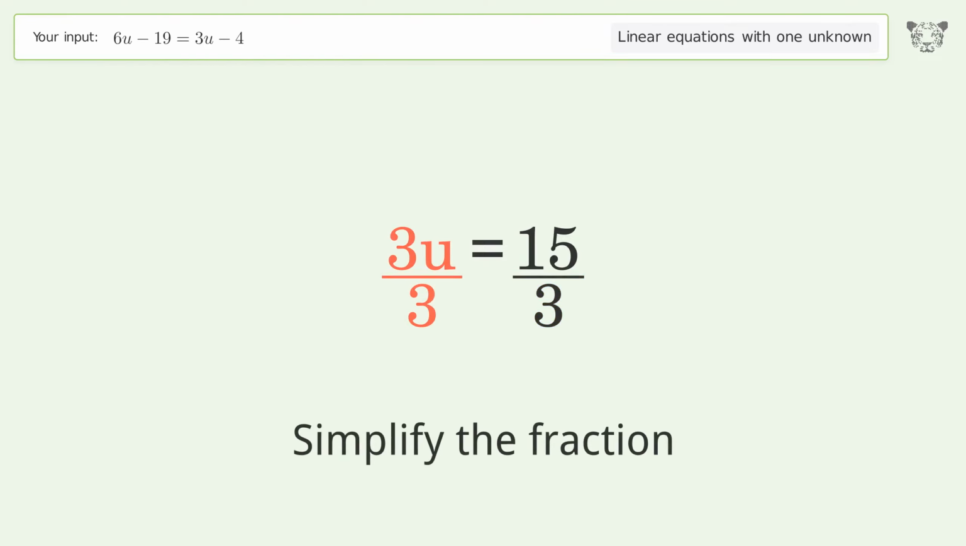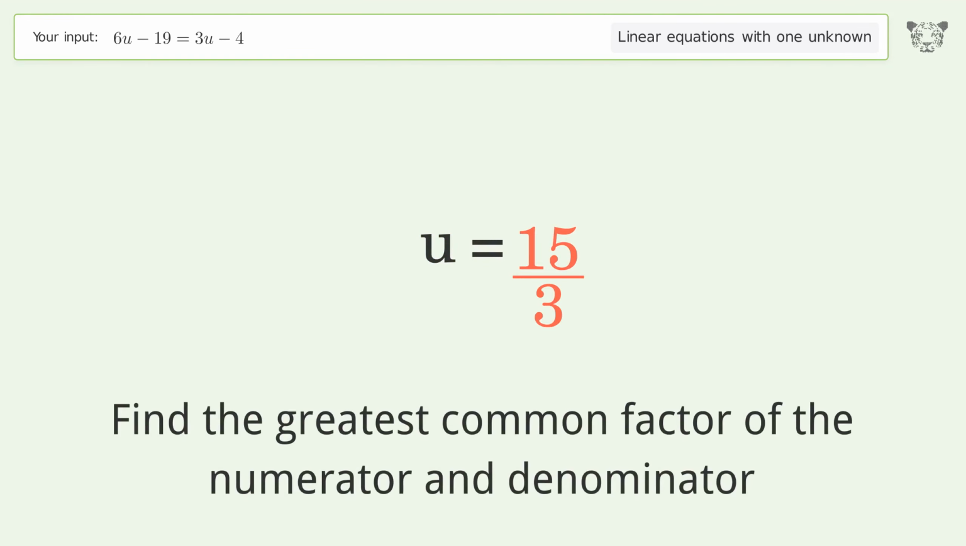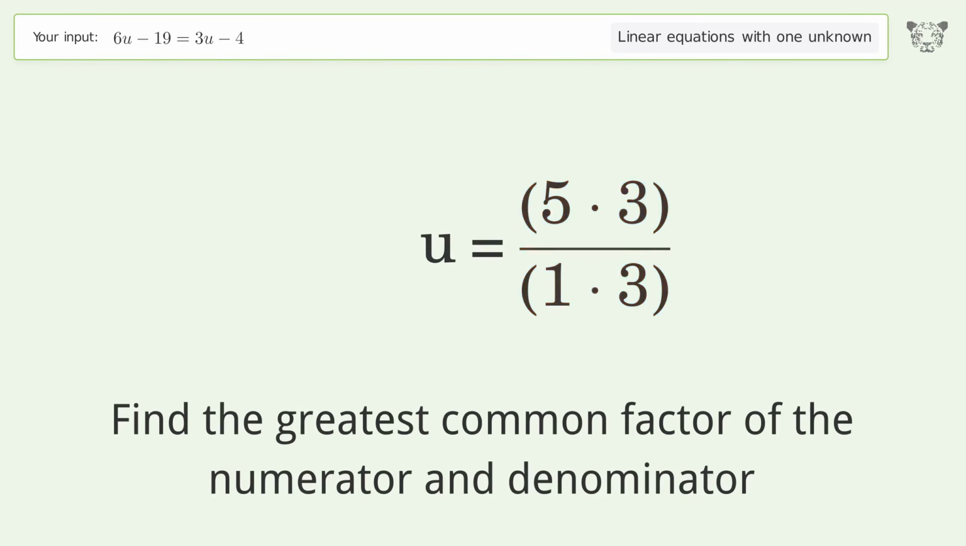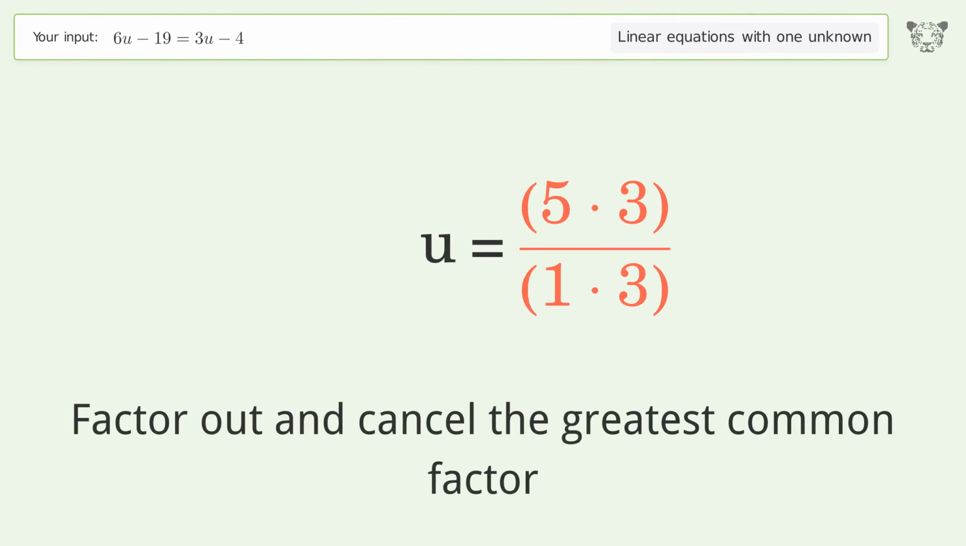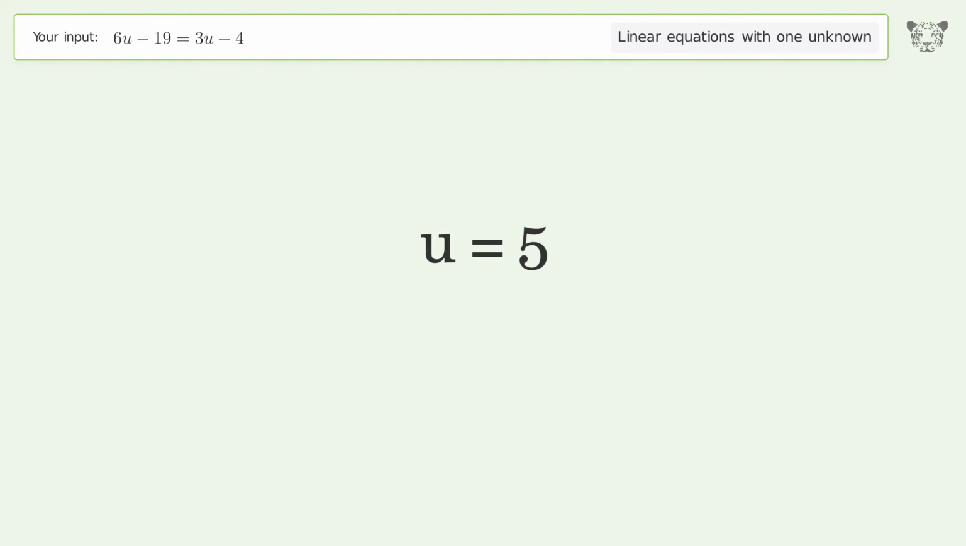Simplify the fraction. Find the greatest common factor of the numerator and denominator. Factor out and cancel the greatest common factor. And so the final result is u equals 5.